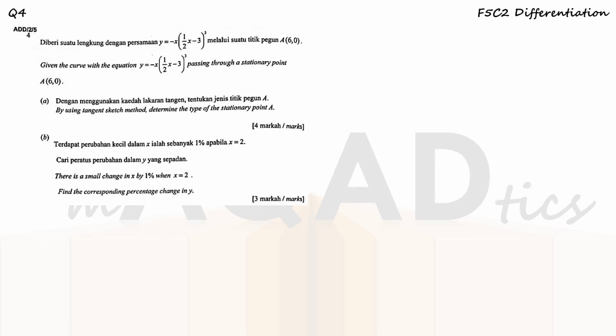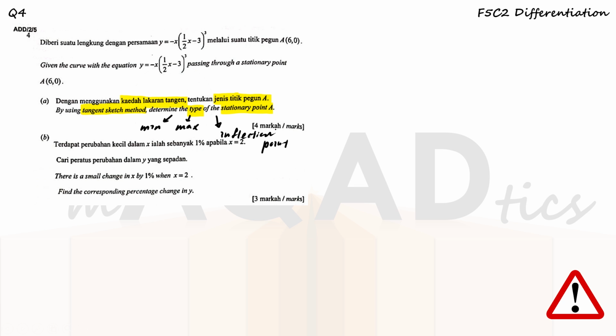Next question comes from the chapter Differentiation. Here we have a curve equation, which is this, and it passes through a stationary point A. For part A, it tells us to use the tangent sketching method to find the type of the stationary point. In SPM, we learned 3 types of stationary point. One is the minimum point, one is the maximum point, and the other one, which I think not many students know, is called the inflection point.